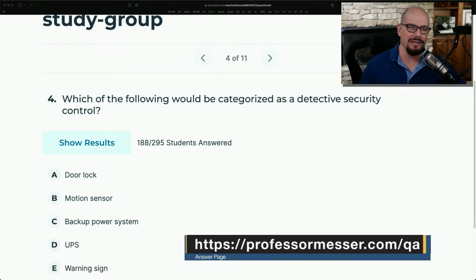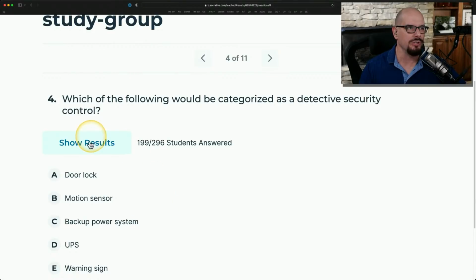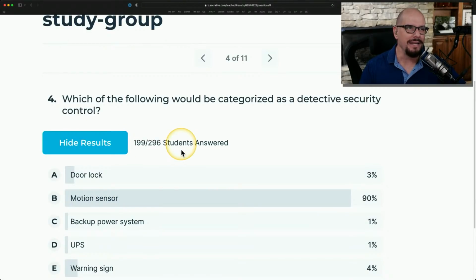So I still have the same opinion I did last month, and I'll tell you what that opinion is in just a bit. Right now, you need to lock in this particular security control, which is a detective security control, and you need to tell me what the right answer would be. Would it be a door lock, a motion sensor, a backup power system, a UPS, or a warning sign? And let's see what the results are. 90% of you say that it is a motion sensor. We're all either very right or very wrong. We're going to find out in a moment.